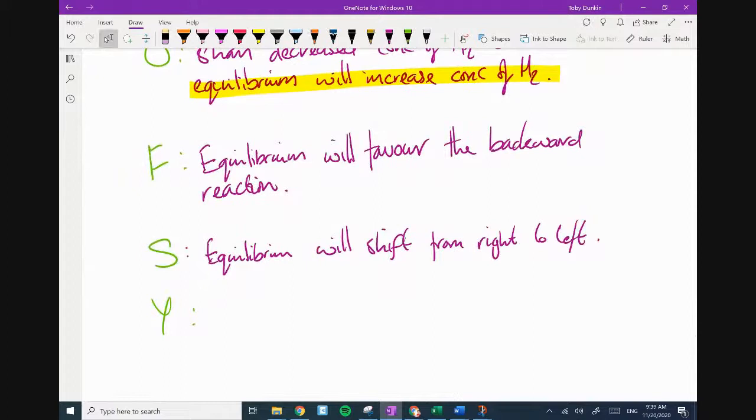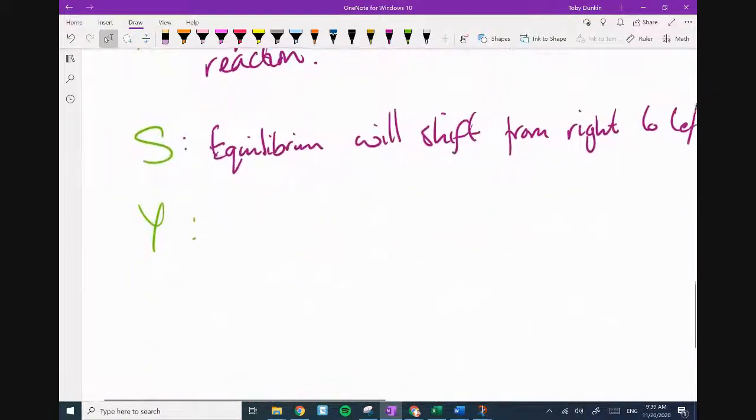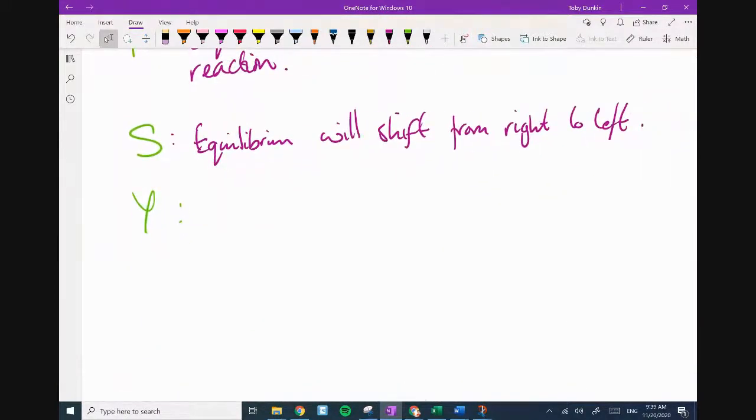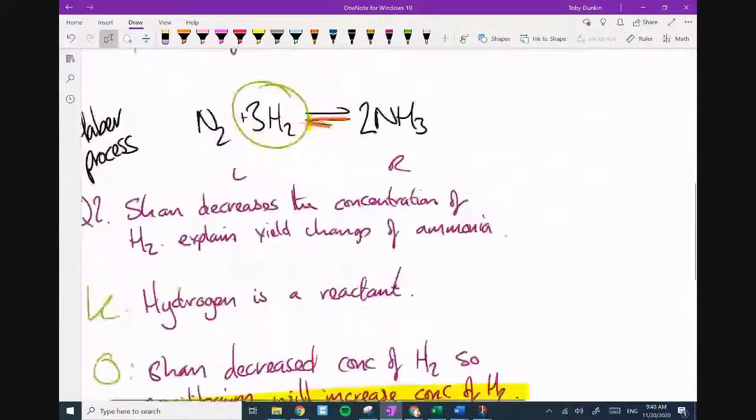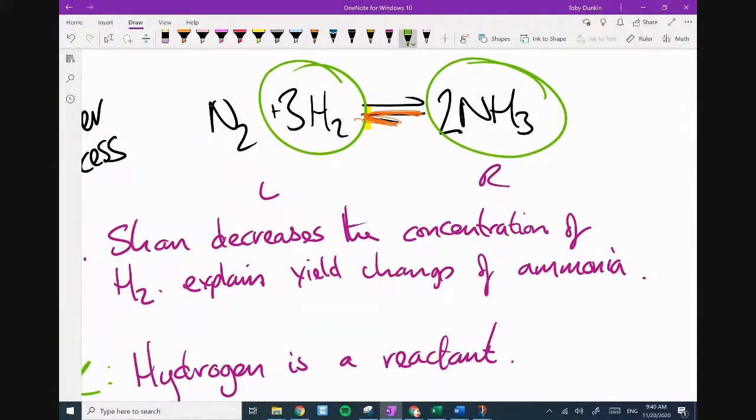Mr. Duncan, how do we know what to write for K? Tong, by practicing. There's only three. I'll come to that in a second. Shan, now that we've discussed this, what's going to happen to the yield of ammonia, Shan? I'm going to come to Tong's question in a second, folks.